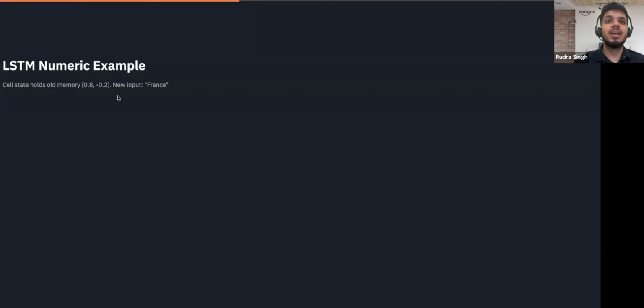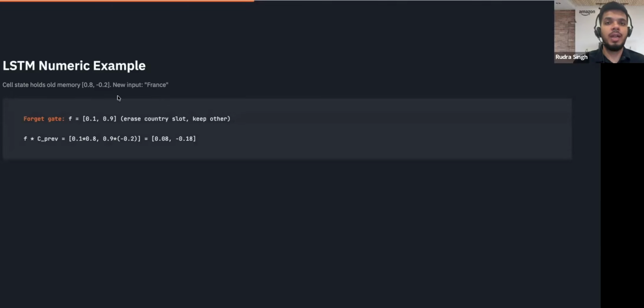Now let's make this concrete with some actual numbers. Let's say the cell state currently holds 0.8 and minus 0.2, and we currently have a new input, France. And the cell state, you can think of it as the model having remembered Italy from some earlier context in the sequence. The forget gate fires with values 0.1 and 0.9. The first dimension, the country slot, gets multiplied by 0.1. So it drops from 0.8 down to 0.08, erasing 90% of Italy. The second dimension gets multiplied by 0.9. So it mostly stays the same. After forgetting, we have 0.08 and minus 0.18.